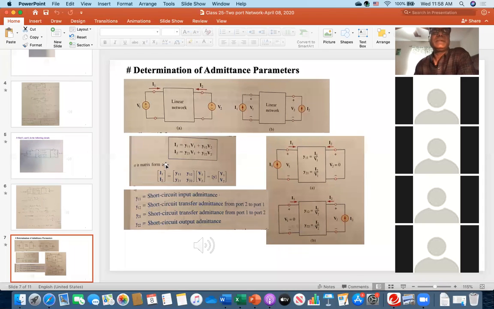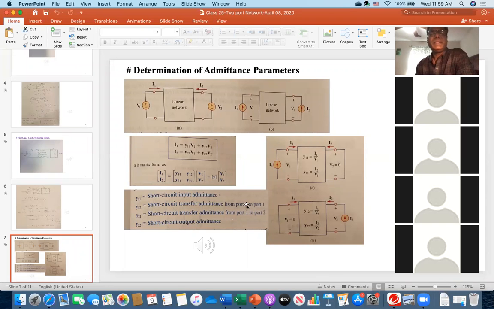Or similarly, in matrix form, you could write the I1, I2 matrix, and then this is the Y matrix, those four parameters, multiplied by the V1, V2 matrix, or simply the admittance matrix times V1, V2. And what do Y11, Y12, Y21, Y22 refer to? Y11 is short circuit input admittance. Y12 is short circuit transfer admittance from port 2 to port 1. Y21 is short circuit transfer admittance from port 1 to port 2. And Y22 is short circuit output admittance.